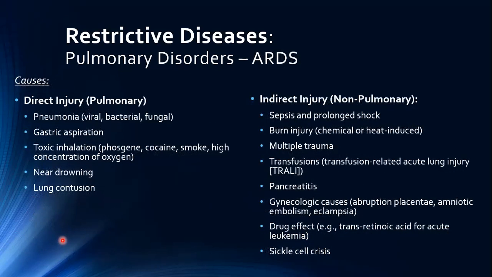ARDS is another pulmonary issue. Now, we can have direct injuries to the lungs that cause acute respiratory distress syndrome. That's why it's called acute, because something happened fast and caused the lungs to go down hard, okay? Something like a direct injury to the lungs or pulmonary injury will be like viral or bacterial fungal pneumonia. If they have a real bad pneumonia, it can damage the lung, causing you to go into ARDS.